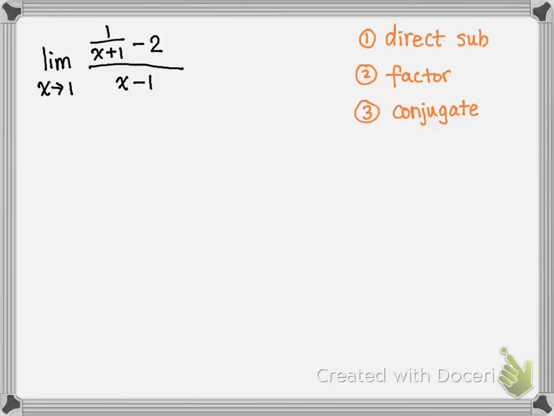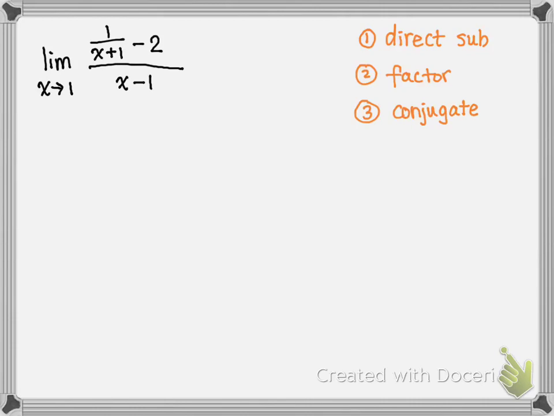So we learned that when we evaluate a limit, we have three approaches to take. Number one, direct substitution. Number two, factoring. And number three, multiply the top and bottom by the conjugate if we have a radical expression. Now take a look at this limit.